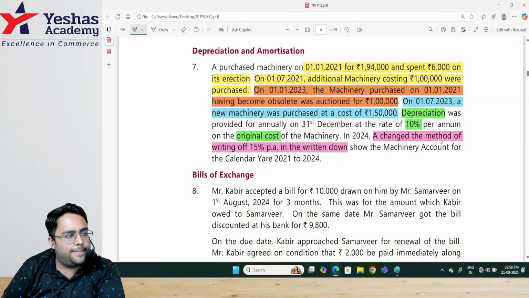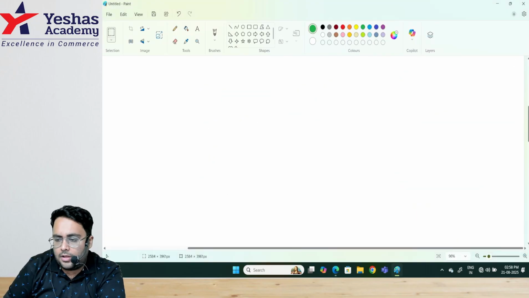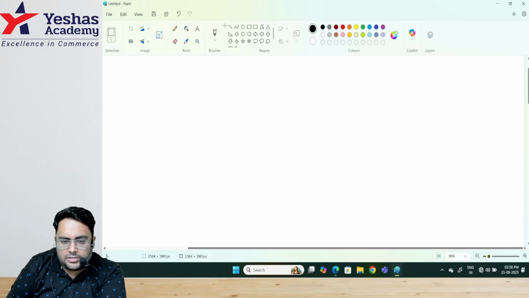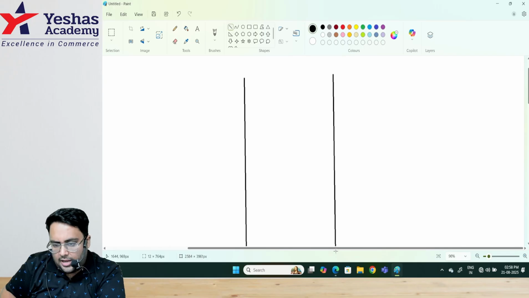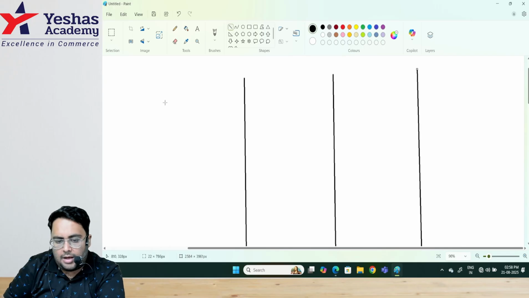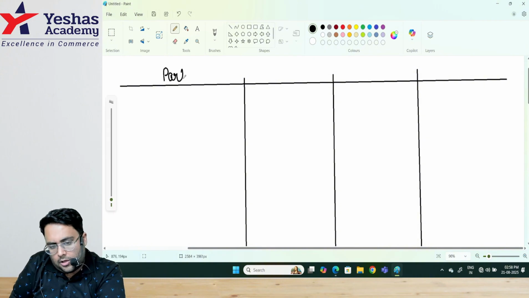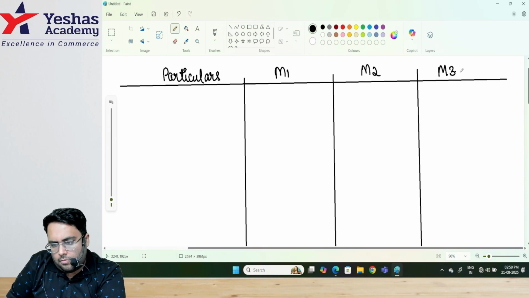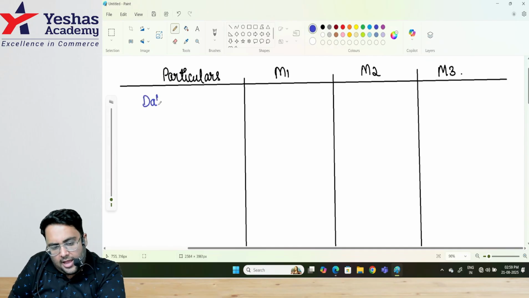Can we go ahead to prepare? Yes, sir. We'll start by preparing the working note. What is the working note that I will prepare? Calculation of depreciation on machinery. How many columns will I draw? Machinery and then 3 particulars and then 3 amount columns. So you have particulars, machine 1, machine 2, machine 3. I start by recording what? Preferably I record the date of acquisition.